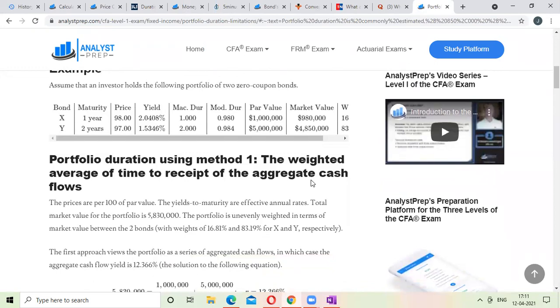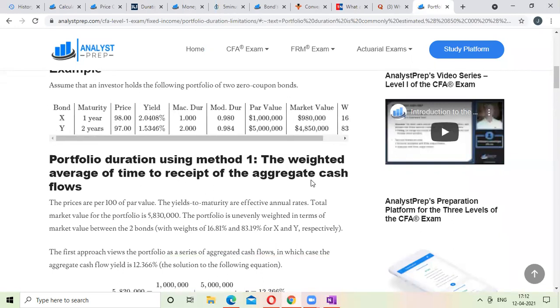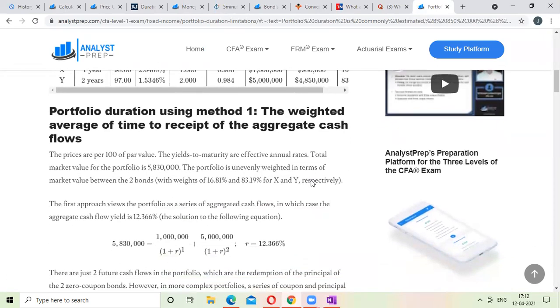So these are the two bonds you have in your portfolio. Maturity is given, price is given, yield is given, Macaulay duration, modified duration, par value, market value, weights. Everything is pre-calculated. Now, portfolio duration using method one, the weighted average of time to receipt of the aggregate cash flows. The prices are per $100 of par value. Yield to maturity are effective annual rates.